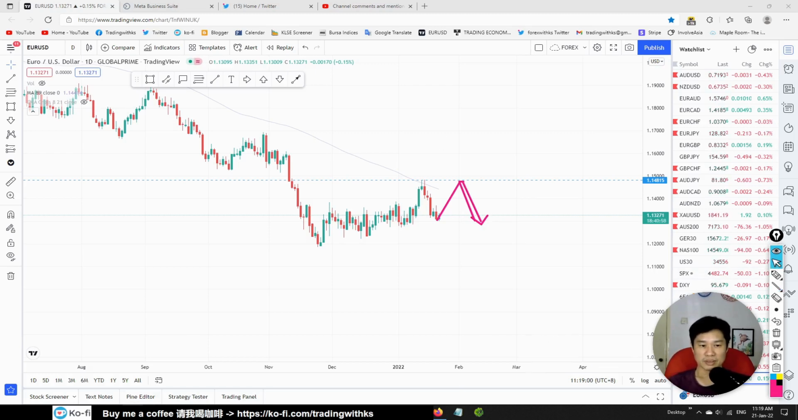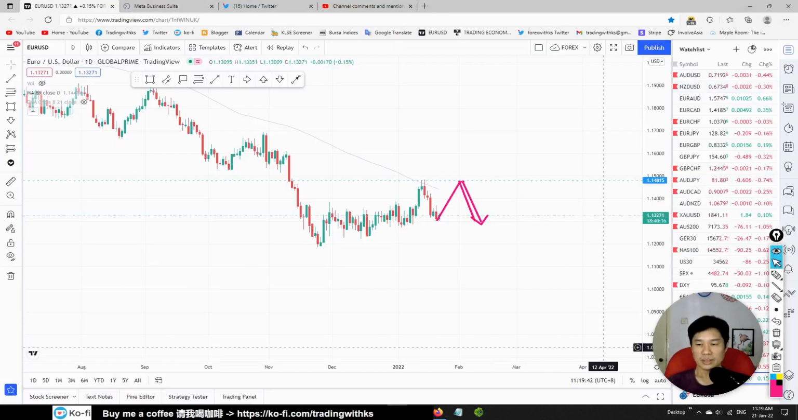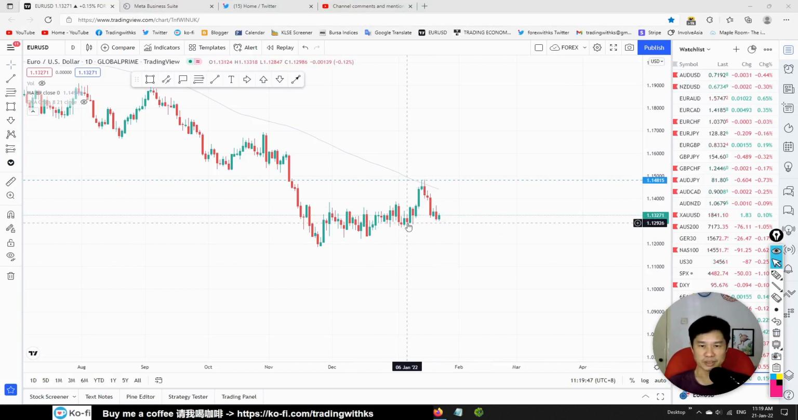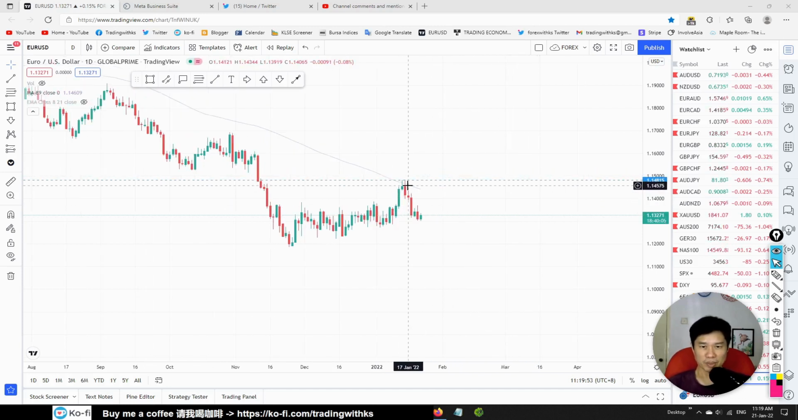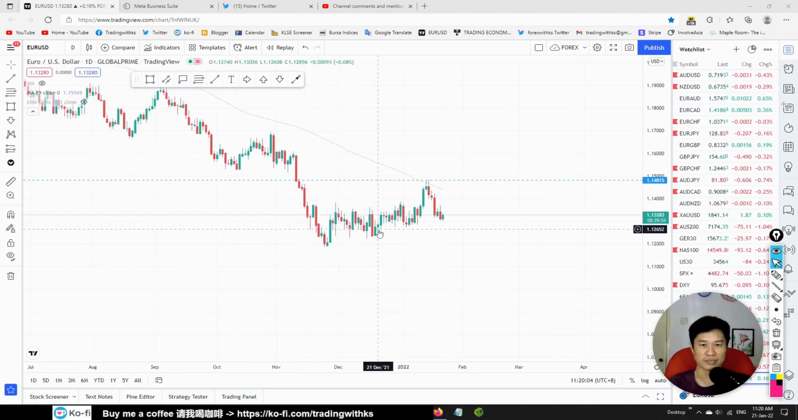Okay, so this one now we mark as a resistance. Resistance is when the price goes up and it gets turned around. So this is a resistance area. What is the support? Support is when the price goes down, the price swings, and the price gets rejected, meaning it rebounds from this area. So you see the price came back here, and the price rebounded from this area.